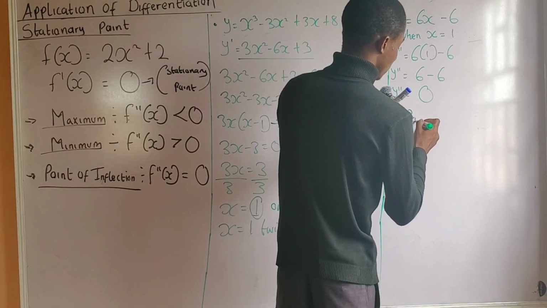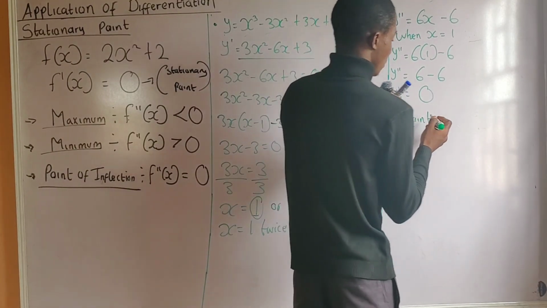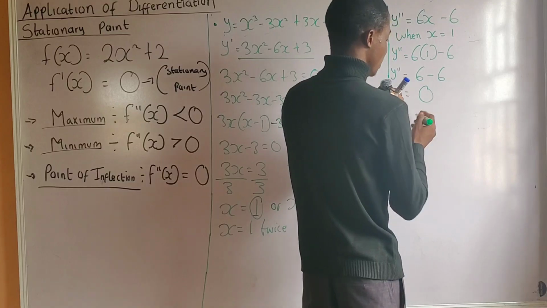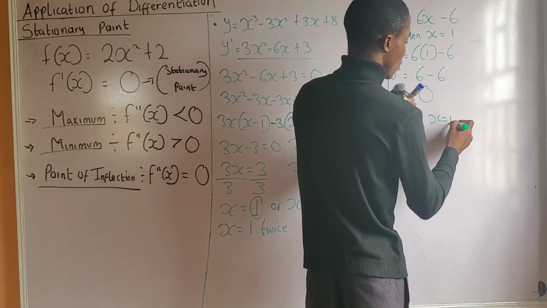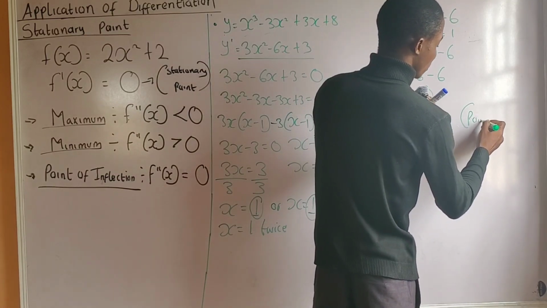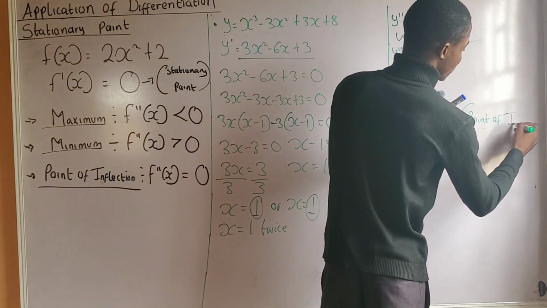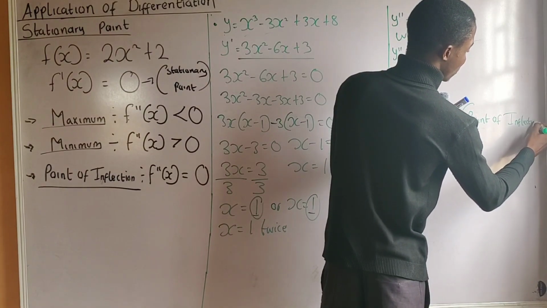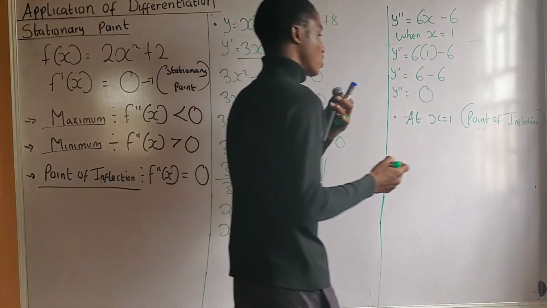Put it like this. At x equals 1, we have point of inflection. Are you getting it? Point of inflection. Now, listen to me carefully.